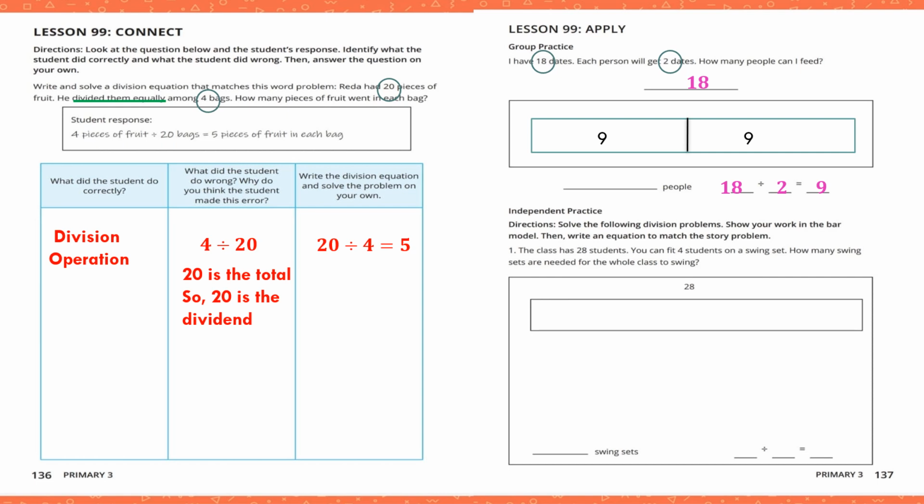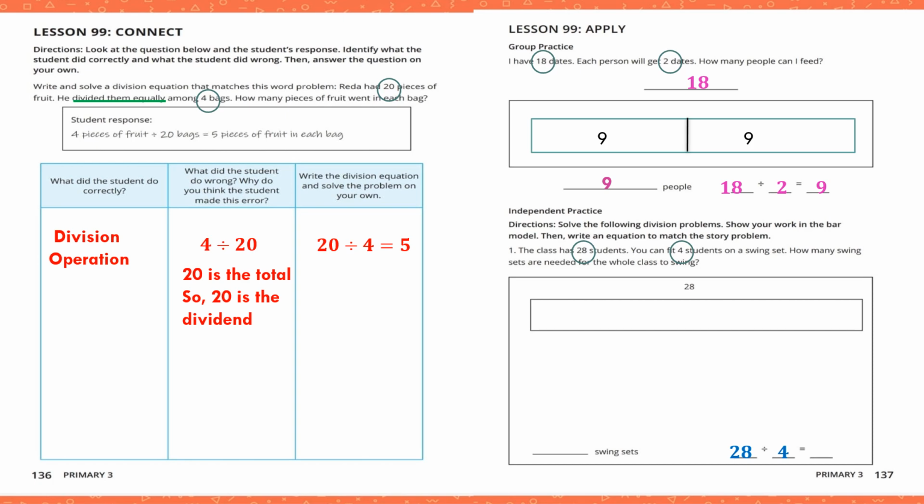Number 1. The class has 28 students. You can fit 4 students on a swing set. How many swing sets are needed for the whole class to swing? We have here 28 students. So I will divide 28 by 4. 28 divided by 4 equals what?